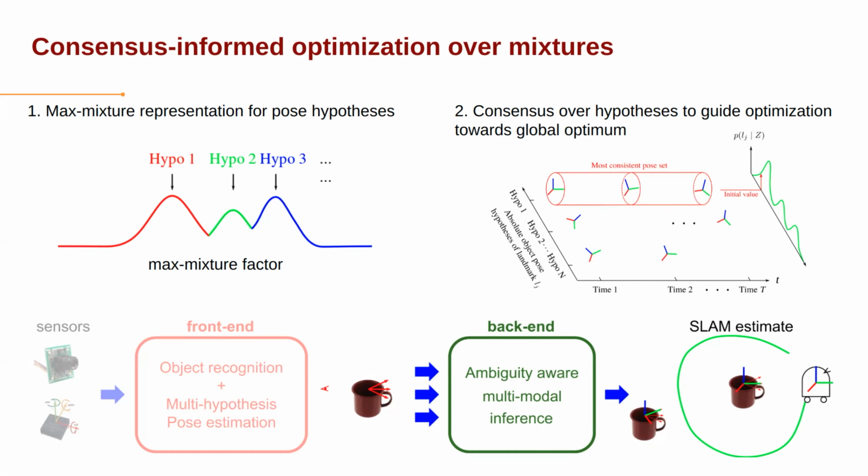In this work, we use the max mixture model to efficiently keep track of all the pose hypotheses, but unfortunately, its posterior is multimodal, so its solution is likely to be tracked in some local optimum. And in this work, we will use consensus over the pose hypotheses from the measurements to guide the optimization towards the global optimum.